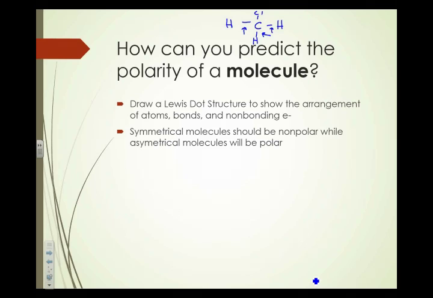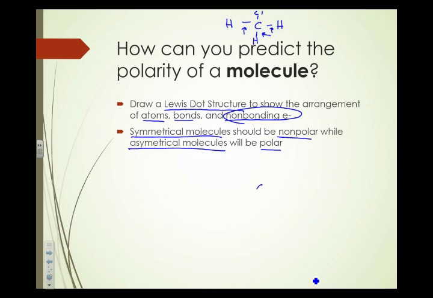Well, in order to figure that out, you have to draw a Lewis dot structure, and you need to check the arrangement of the atoms and the bonds and the non-bonding electrons. Because symmetrical molecules will be nonpolar, while asymmetrical or non-symmetrical molecules will be polar.